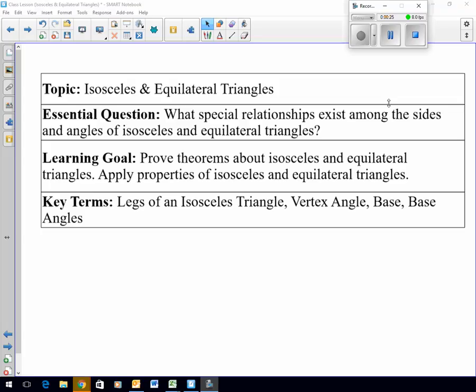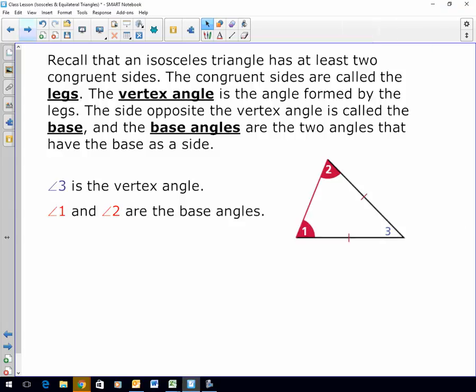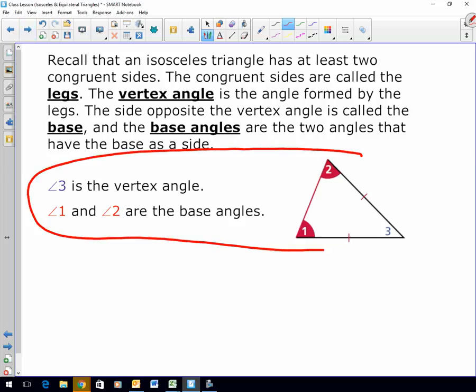Prove theorems about isosceles and equilateral triangles and apply those theorems. Little key terms: legs, vertex angle, base, and base angles. Okay, first of all, you might want to just draw this picture, draw the diagram here. I'm most concerned that you know this right here.